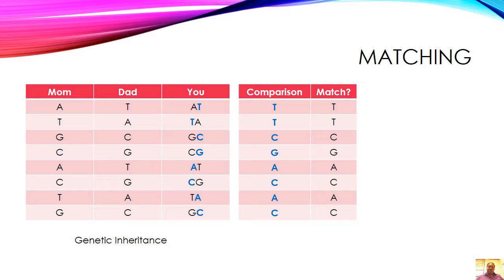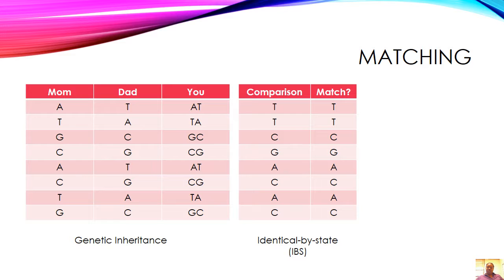even though this looks like a true match, it's not actually a real match, and we'll call it identical by state, meaning that basically it looks identical, but is identical by some other reason other than by actual descent.